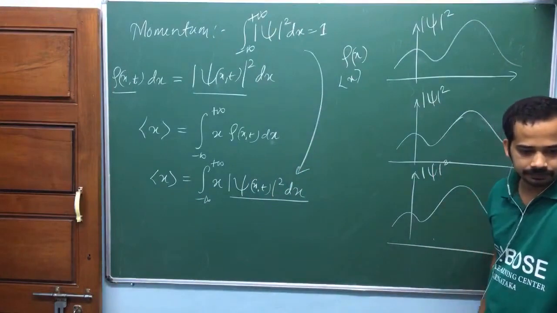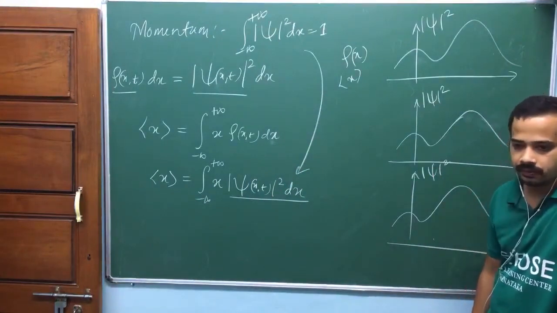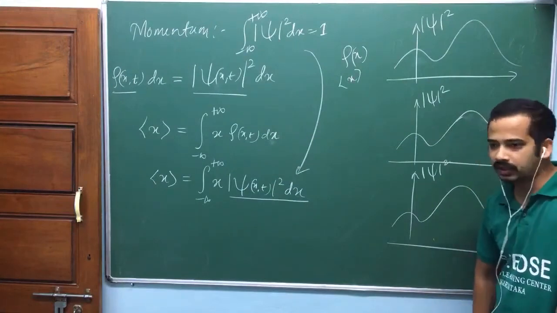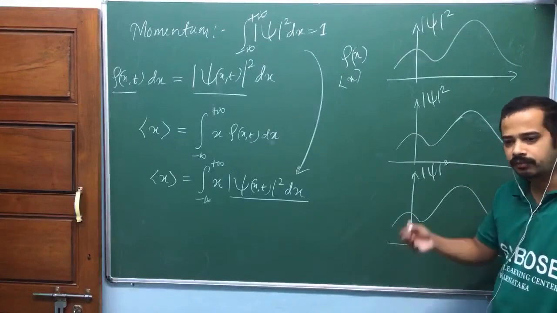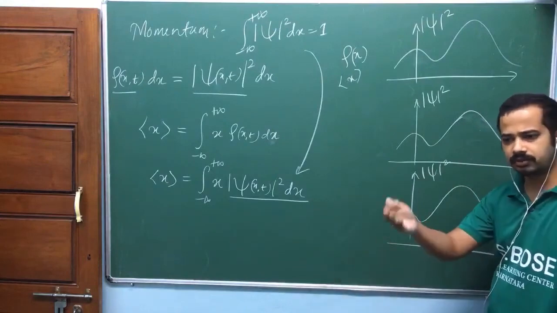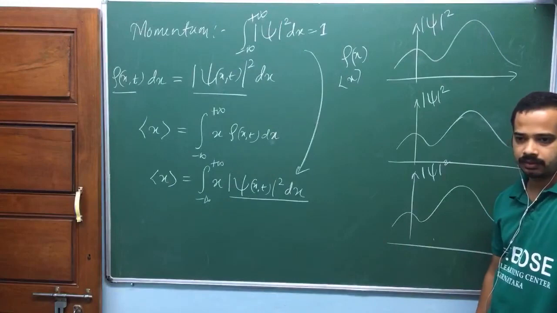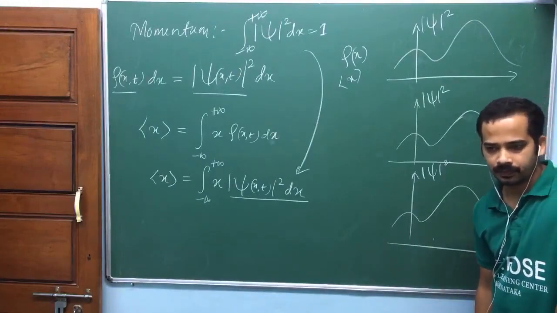It is not the average of repeated measurements on the same system, because the first measurement itself disturbs the system. The second measurement you are doing on the disturbed system, not on the freshly prepared system. Are you getting my point? Is that okay?